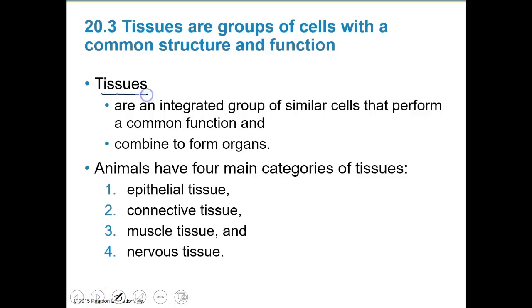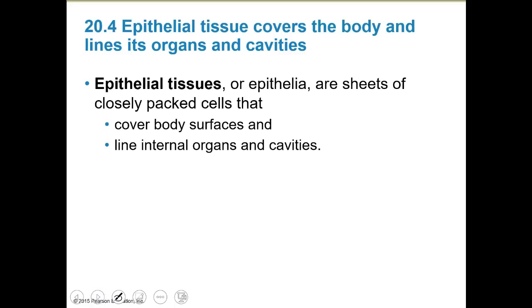So tissues are an integrated group of similar cells that perform a common function, just like we talked about, and they combine to form organs. Animals have four main categories of tissue. Epithelial, which is kind of like skin and lining tissues. Connective tissues, which help connect things, but that category gets pretty diverse. We also have muscle tissues, which are for moving and doing what you need to do. And then nervous tissues. Without getting into it too deeply, we'll talk about each of them really quickly.